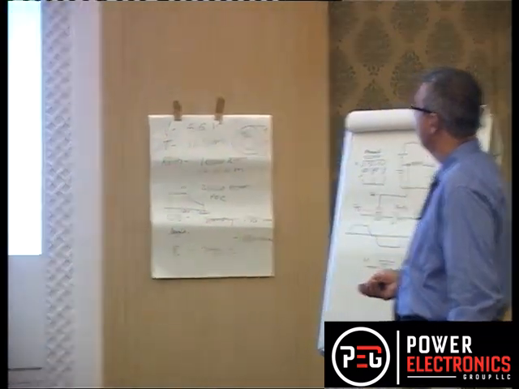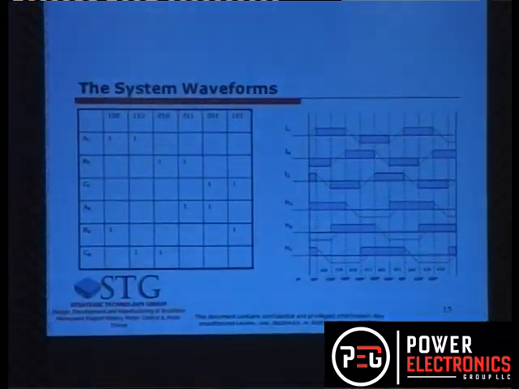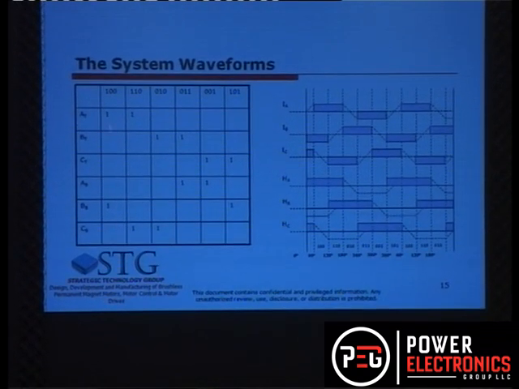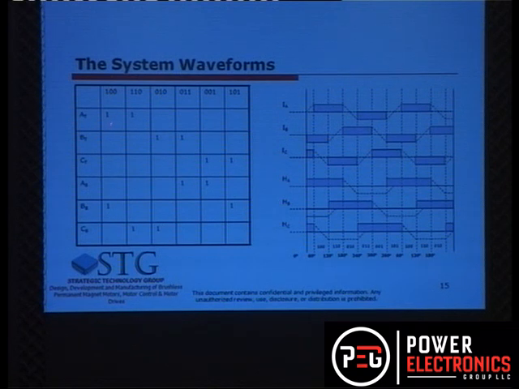Let's see. Okay, so when these are my states, right? This is my inverter state. For 1, 0, 0, I have got A top on, B bottom on, right? Now, A top on, B bottom on. So I have got... I'll think about what we did there.